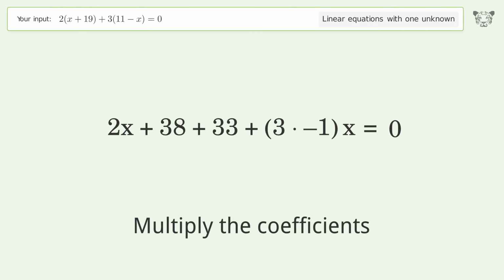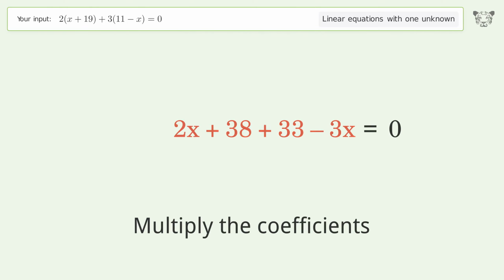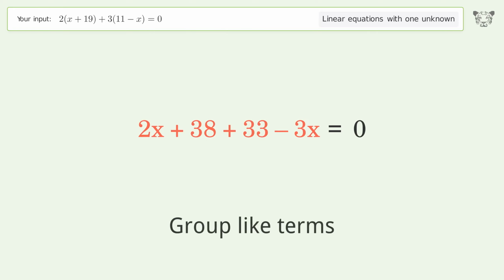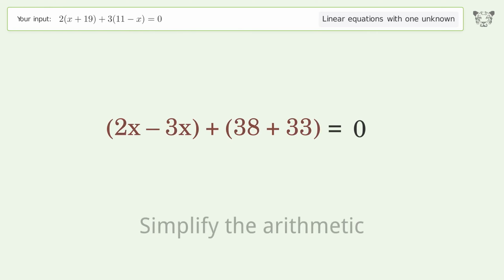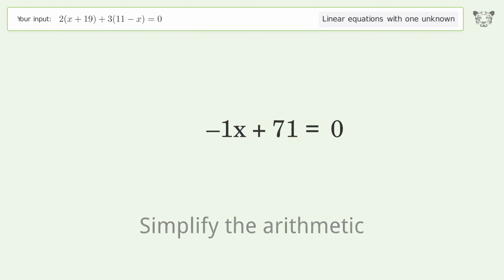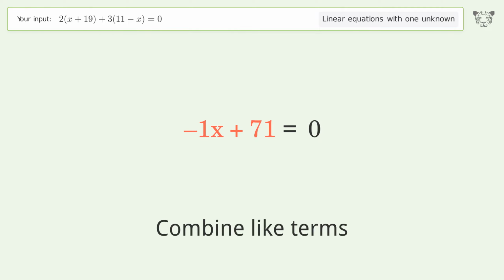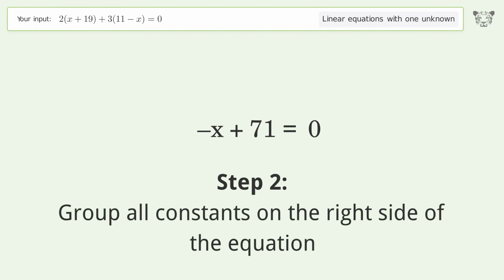Multiply the coefficients. Group like terms. Simplify the arithmetic. Combine like terms. Group all constants on the right side of the equation.